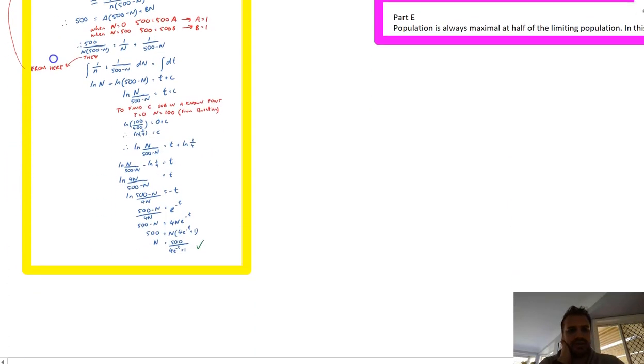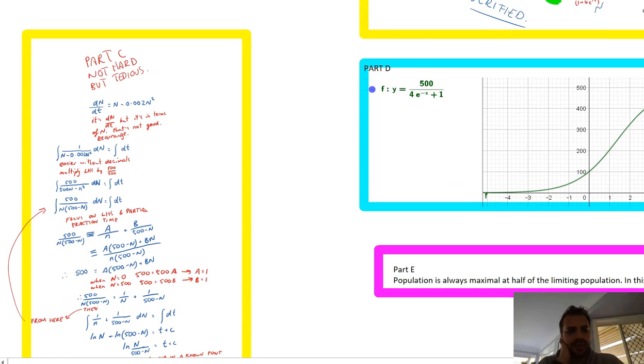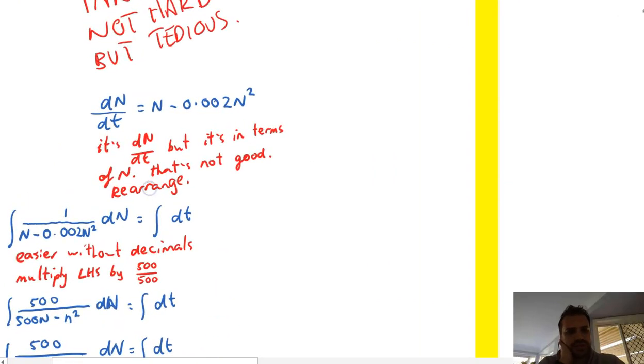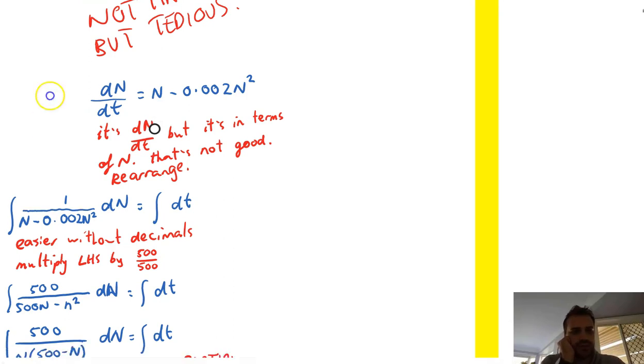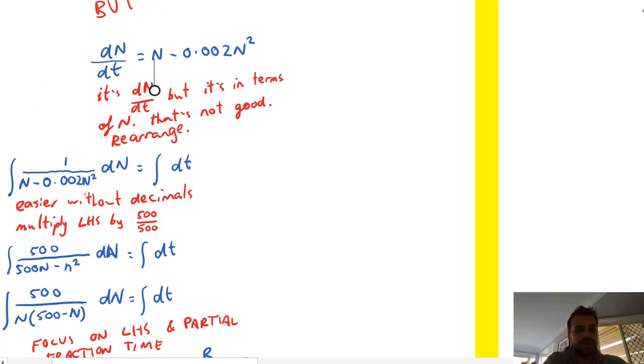You can see how long part C is there. What they're asking is, you knew that dn/dt equals n minus 0.002 n squared, and they're saying solve for n. You can't obviously just come up with a function for n by deriving it directly, but we can rearrange it, and we've done this a few times now, where the n's are on the left-hand side and the t's are on the right-hand side, and then we take the integral of both sides.